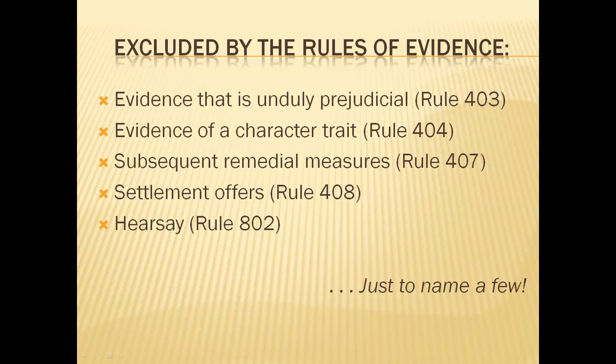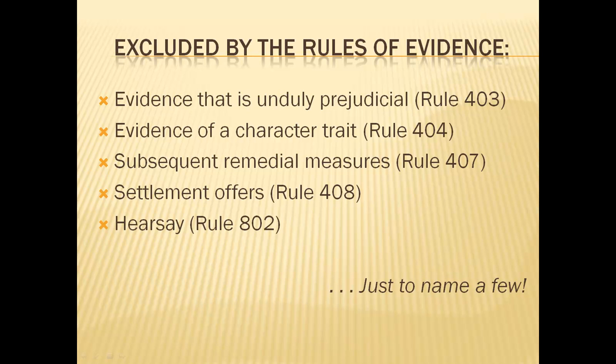Evidence for which the probative value is substantially outweighed by the danger of unfair prejudice. Evidence of another person's character or trait of character, if that evidence is used for the purpose of proving that the person acted in conformity with the character trait. Evidence of subsequent remedial measures, that is, evidence that a party took measures to correct something after the damage leading to the lawsuit was done. Evidence of compromise or offers to compromise. This means, generally speaking, that evidence of settlement offers are not admissible. And evidence that is hearsay.